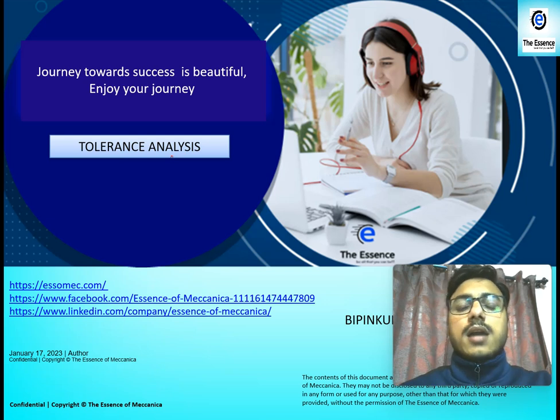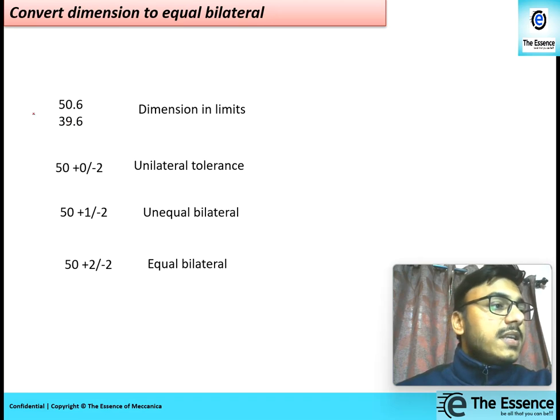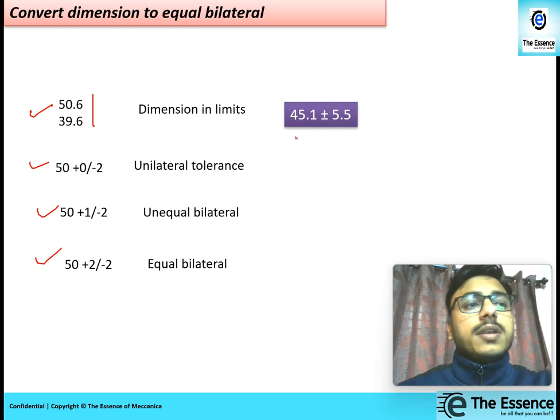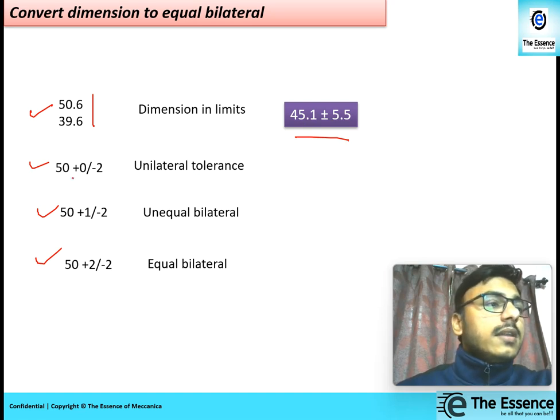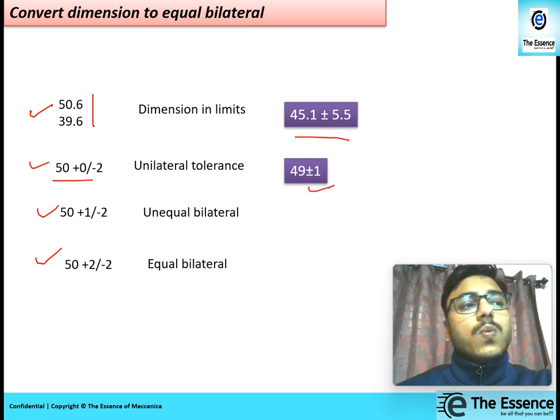Now let us start practicing examples. These questions we saw in the last video. Let's see the answers. What are the conversion values? So 50.6, 39.6 is the limit representation. We can convert it into equal bilateral and it will be 45.1 plus or minus 5.5. Then this is unilateral. It can be converted as 49 plus or minus 1.